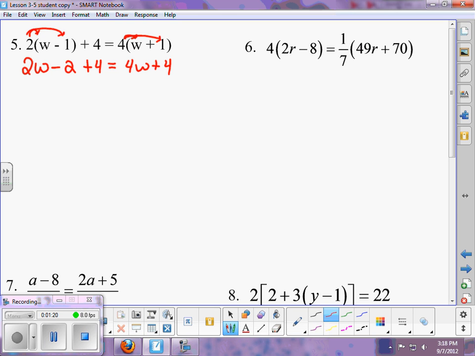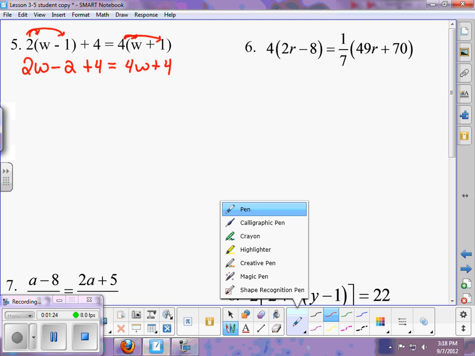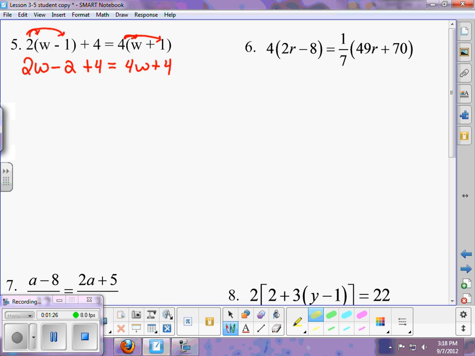Now that we've distributed, it's now time to do step 2, which is to combine like terms. What that means is, on the left side of the equal sign, negative 2 plus 4 are like terms. So before I move anything, I need to combine those. Negative 2 plus 4 is positive 2. Recopy the rest of the problem. At this point, it looks just like what we did yesterday.